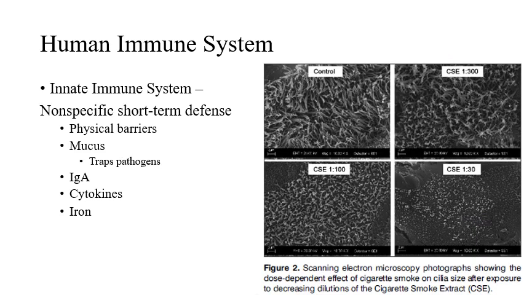Mucus layers have a tendency to trap pathogens. So if you breathe in an airborne pathogen and it gets trapped in the mucus, it just ends up in your GI tract. It ends up getting destroyed.